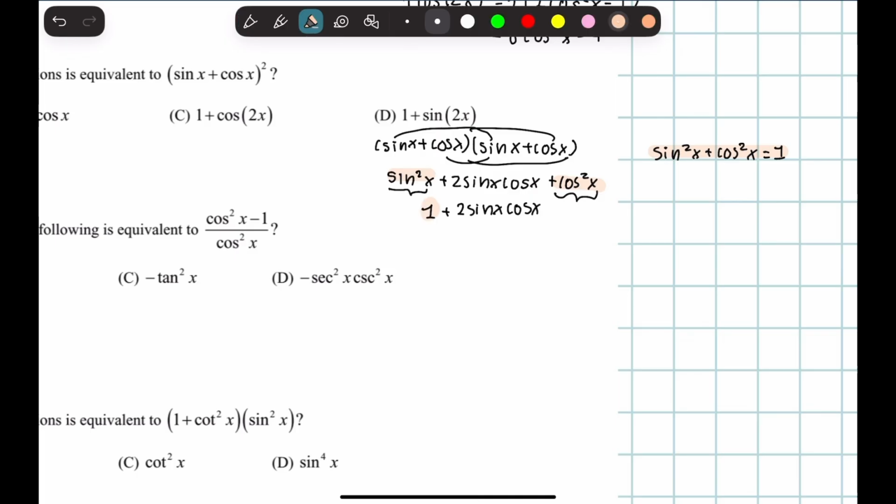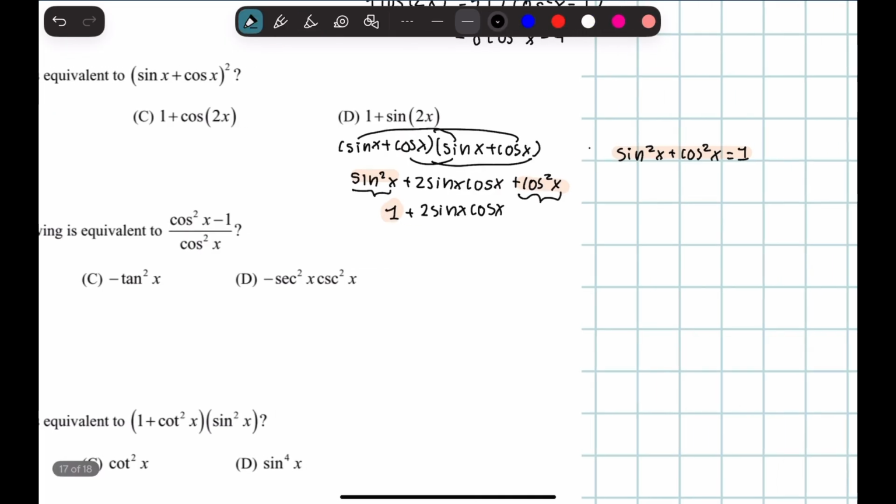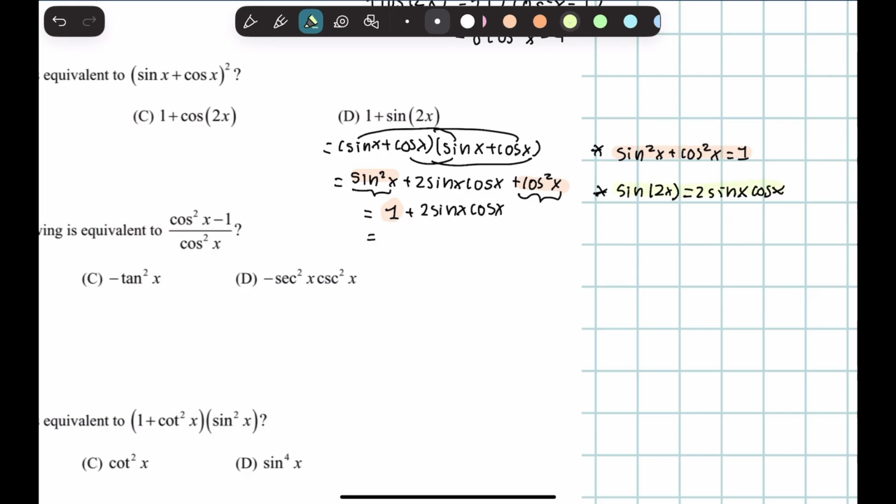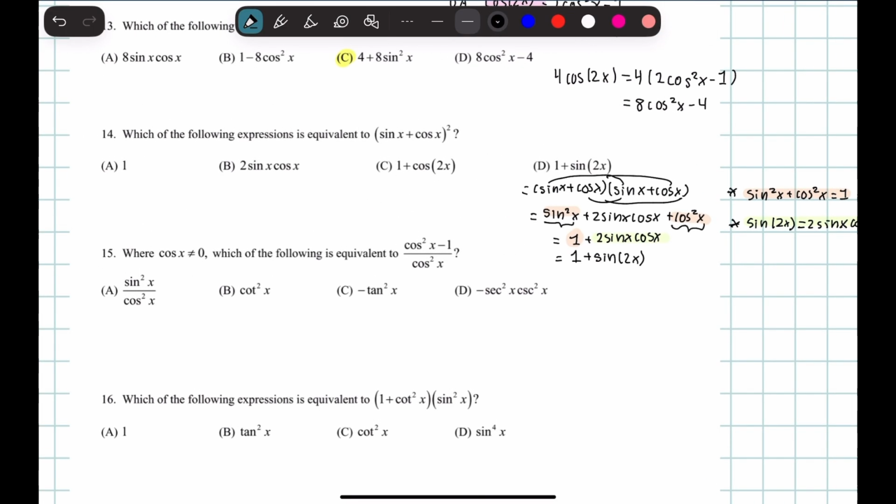Now, we can use the fact that sine 2x is going to equal 2 sine of x cosine of x. This is another identity that you have to know. So by using this, we can further simplify this. You highlight this to remember. So that's going to be 1 plus sine 2x. And this is answer option D right here. So we have our answer.